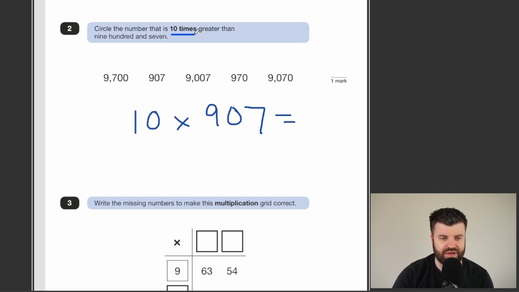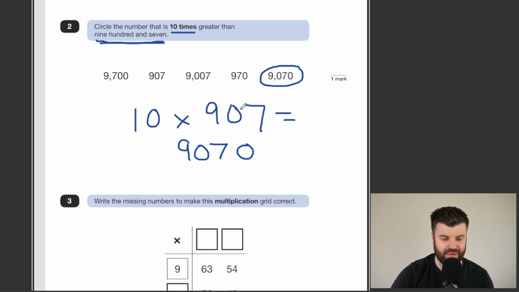Here, we're testing that we can read the question properly and know that 907, like this, is written 907. It's just testing your ability to read numbers as well. So 907 times 10, we're going to shift all of the digits up one place, 907, with a placeholder at the end. The answer is 9,070, so we're going to circle that one.